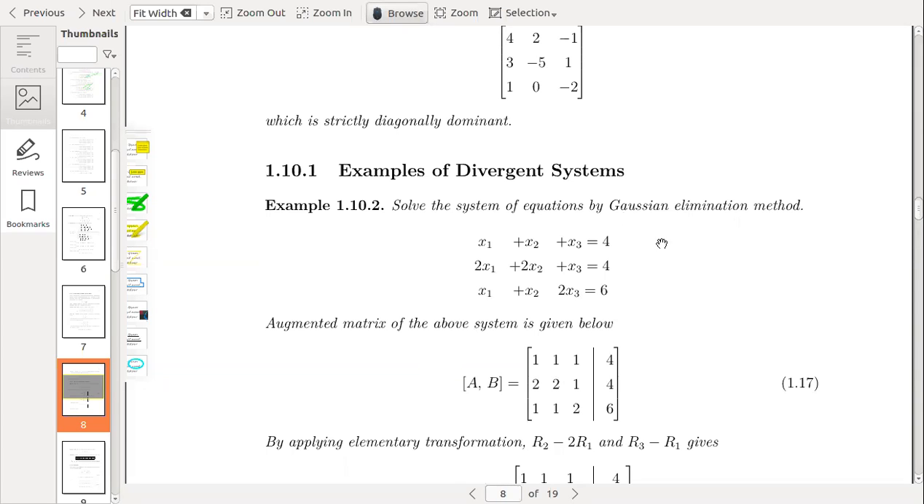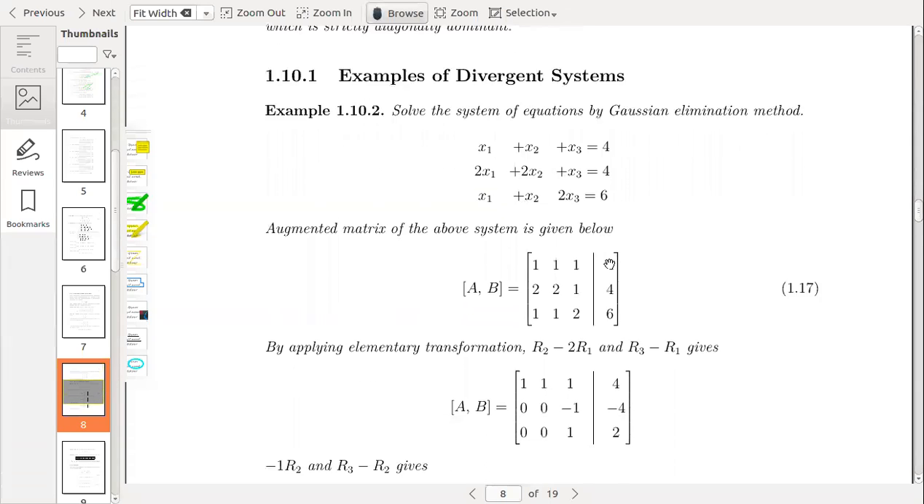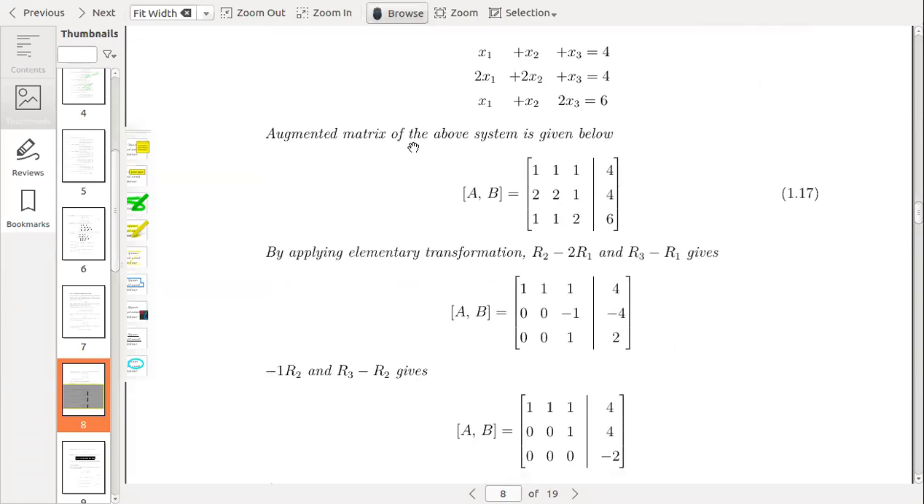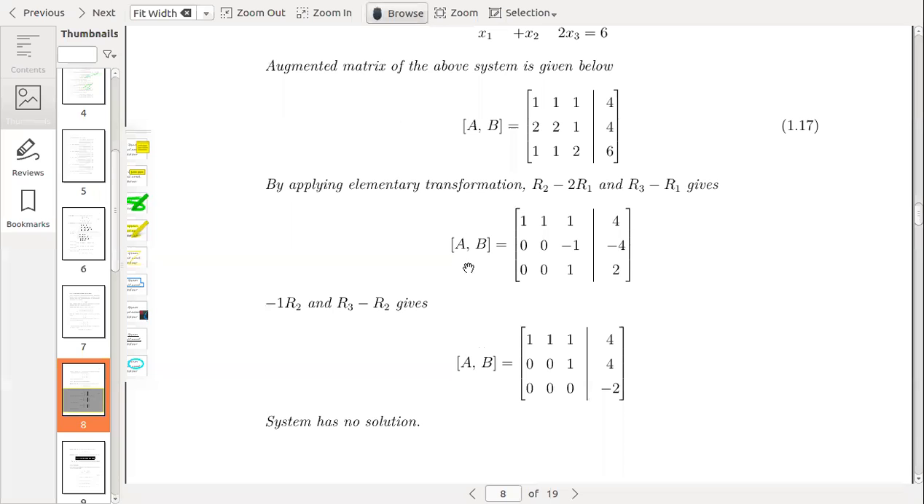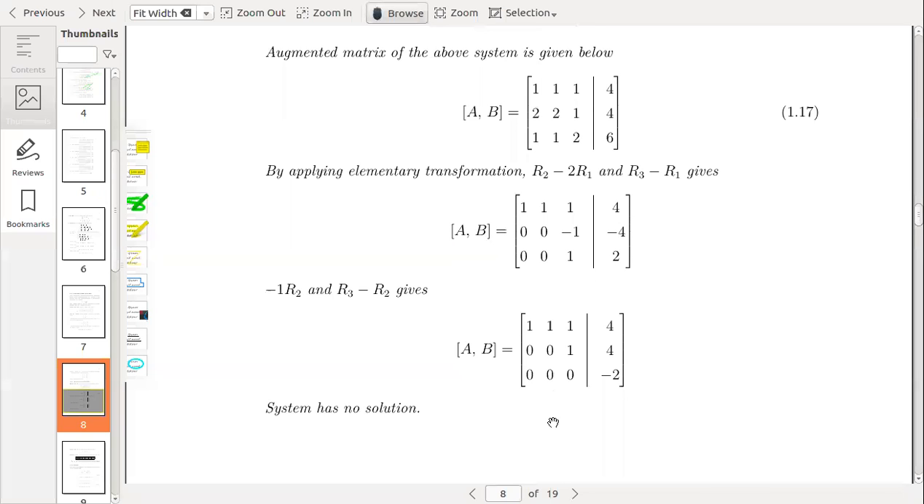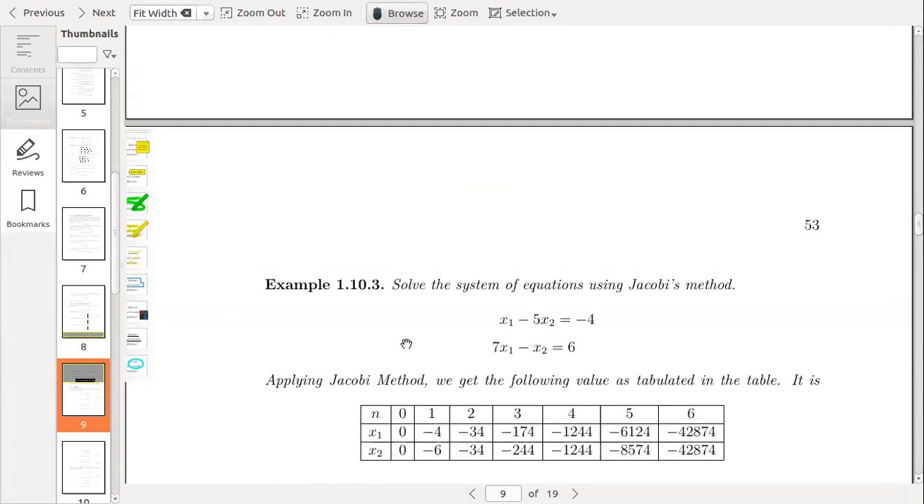Example of divergence: sometimes the system could be divergent. For example, consider the following system 1, 1, 1 and 2, 2, 1, so 1, 1, 2, 4, 4, 6. The augmented matrix of the above system is given below. By applying elementary transformations, we will get a matrix of this form. Because the third row contains all values of 0, the system has no solution.